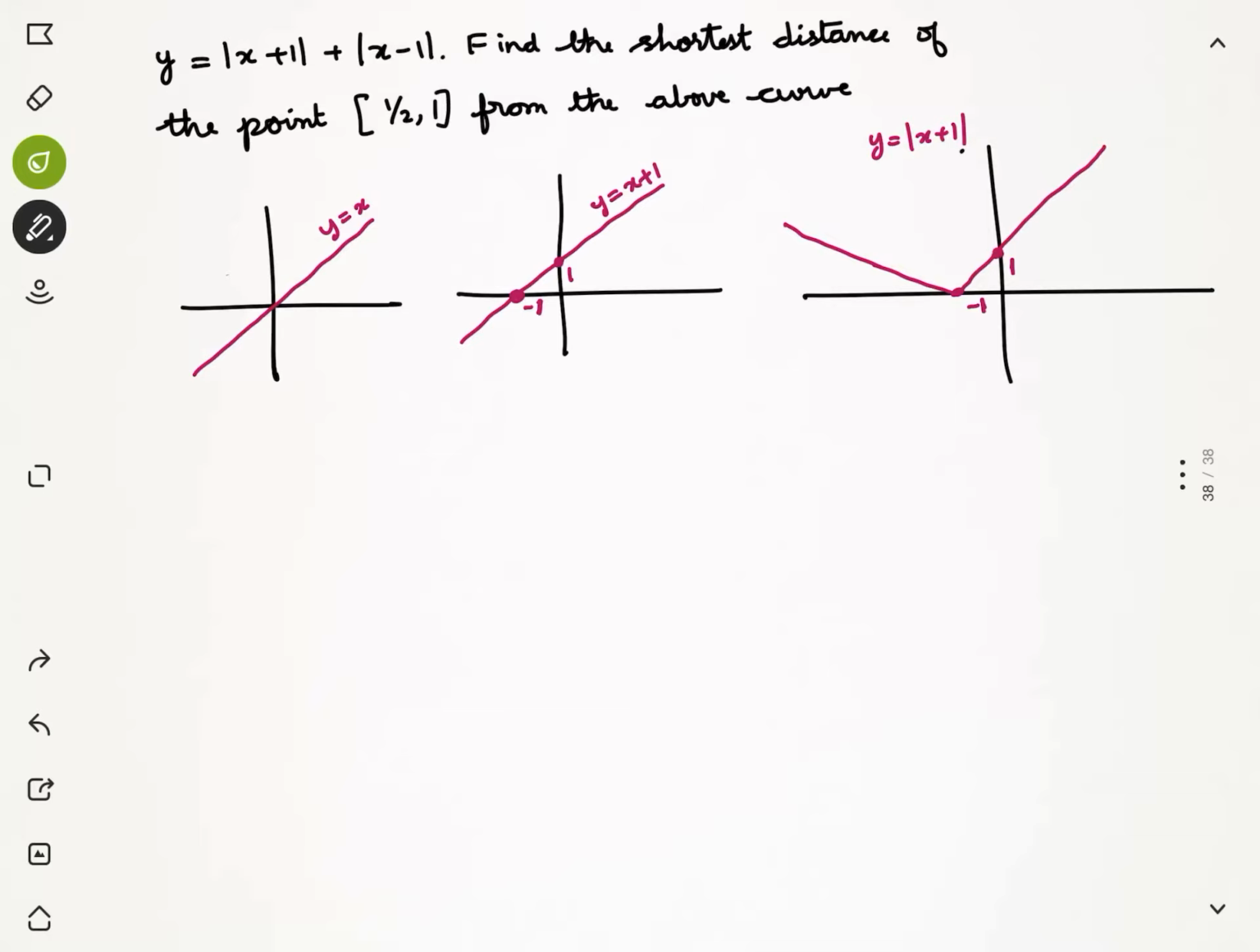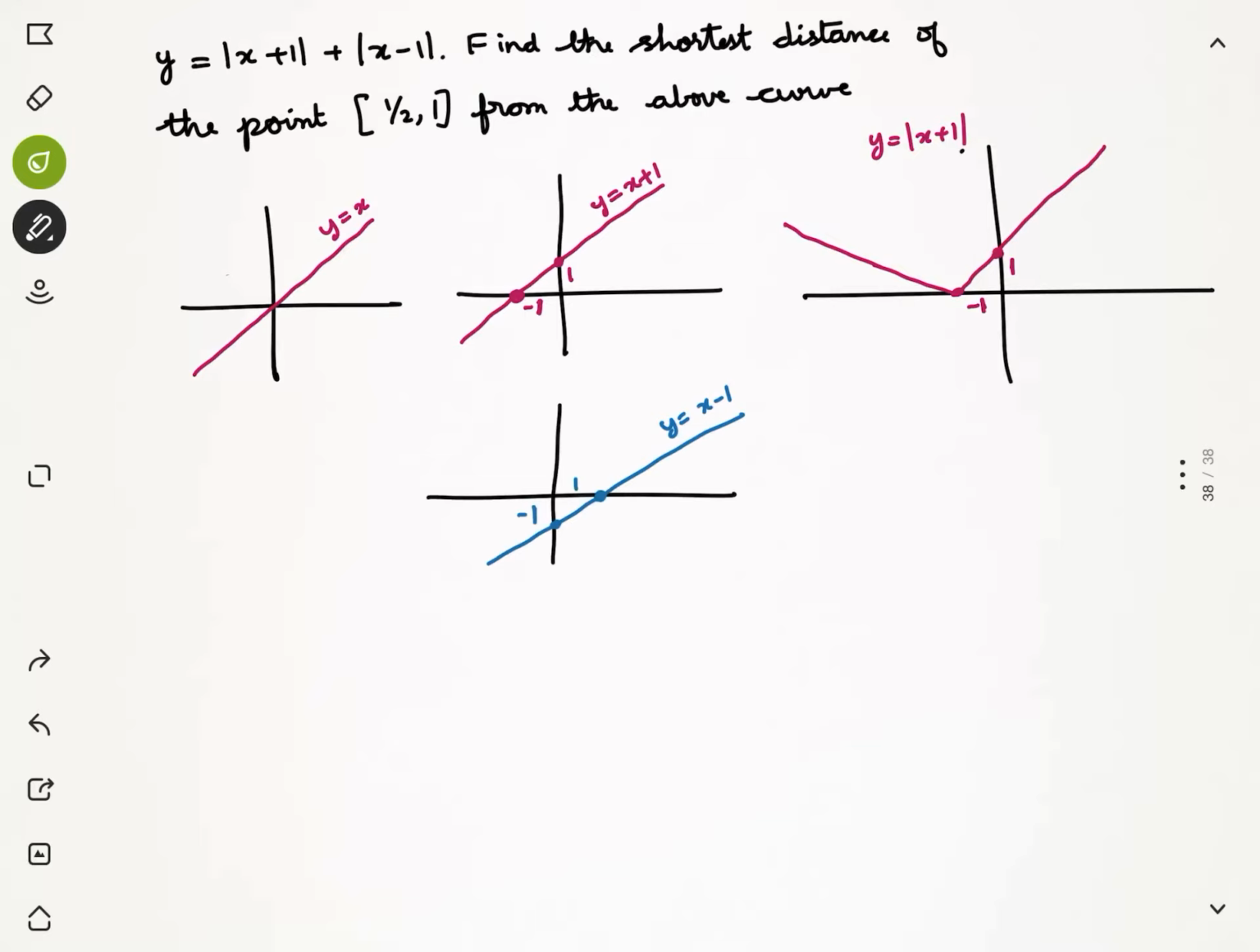Now similarly, we can also plot y equals to x minus 1. It's going to be the same y equals to x line shifted 1 unit downwards, and this is also an increasing slope line. The slope of this blue color line is also 1, because I'm just shifting the y equals to x curve equally downwards. I'm not changing any inclination of this y equals to x line. Therefore the slope of the blue color line is also 1.